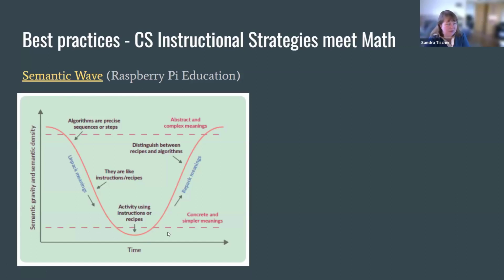But the important thing is then we put it back together and make the distinction between the recipe or the fast food order and these abstract and complex meanings. It's not a wave if it's not completed, if you don't go up. If you keep it at this level, it might be easier for the student to grasp, but they're not getting back up to abstract and complex meanings. By the way, I'll try to keep an eye on the chat, so if you have anything to say, please feel free to do so.